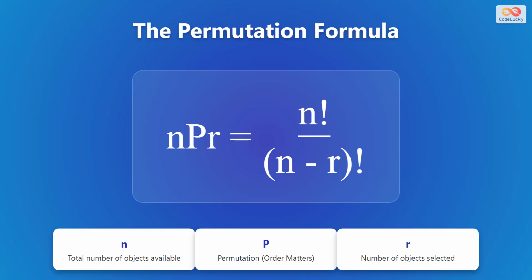Here is the official formula you will see in textbooks. nPr equals n factorial divided by (n minus r) factorial. It looks complex, but it is just a precise way of saying, take the total options factorial and remove the part we are not using. Let's break down what n and r actually stand for.